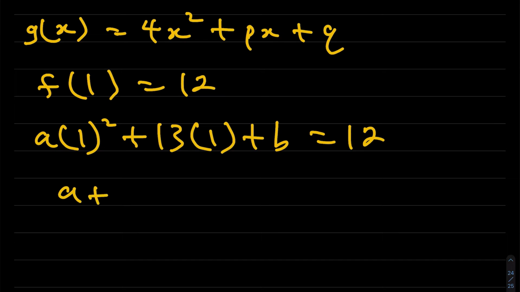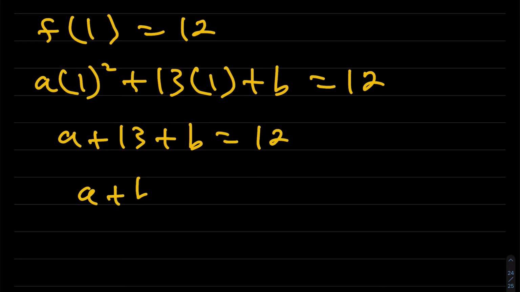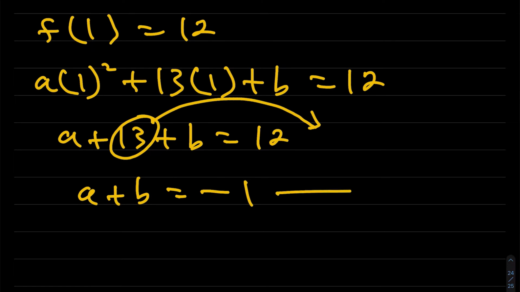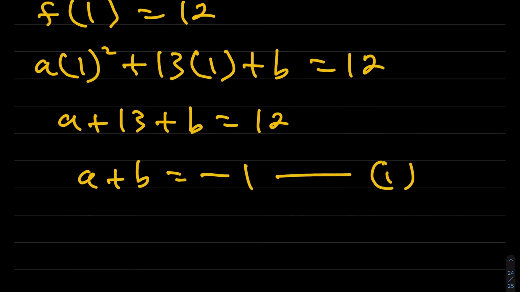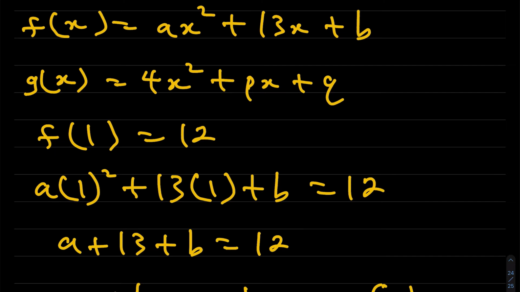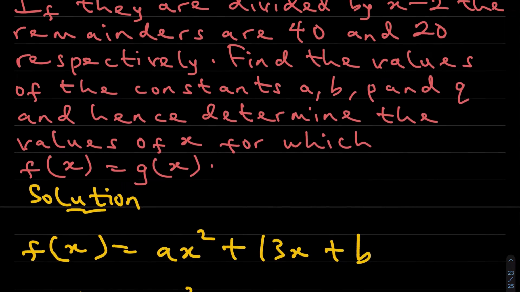And that's a plus 13 plus b equals 12. Which means a plus b equals, when 13 goes to the right hand side, it becomes minus 13. So that's 12 minus 13, which is minus 1. That's our first equation.